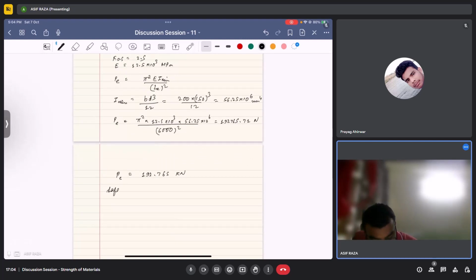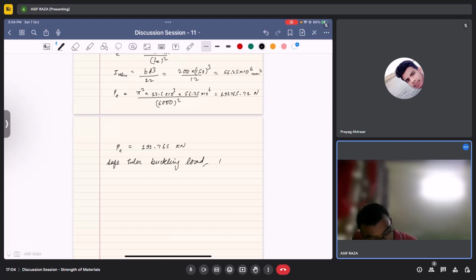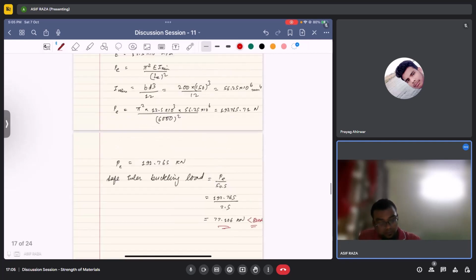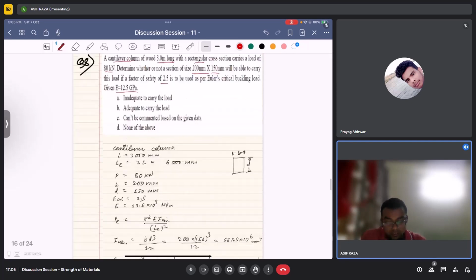So safe Euler buckling load would be PE by factor of safety, and that is 192.765 divided by 2.5, and this is equal to 77.106 kilonewton, and this is less than 80 kilonewton, which is what is being applied in the system.